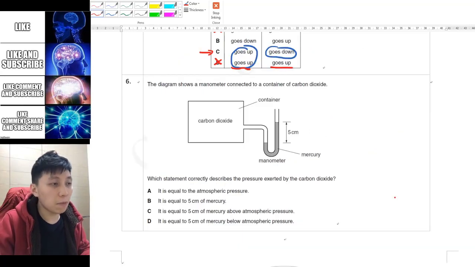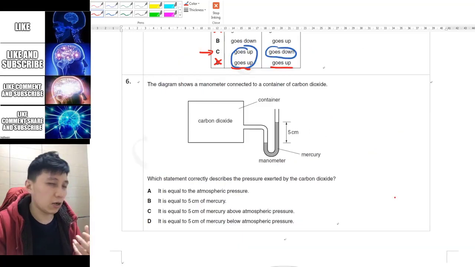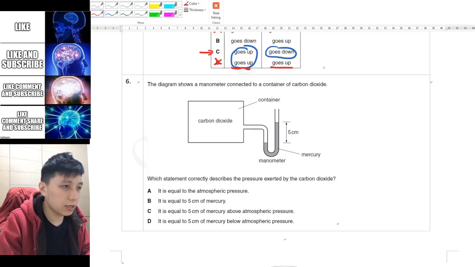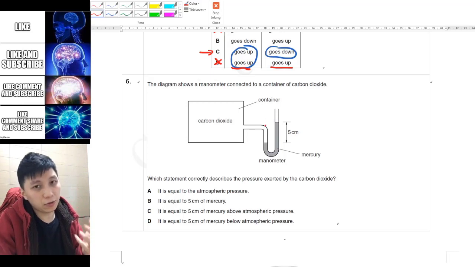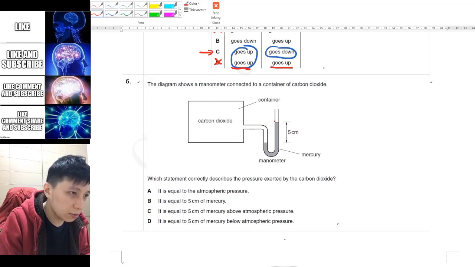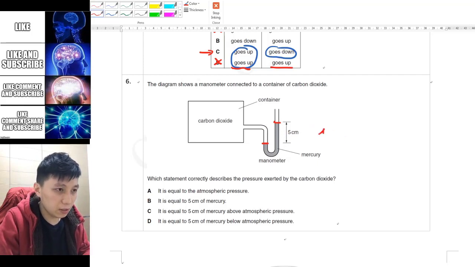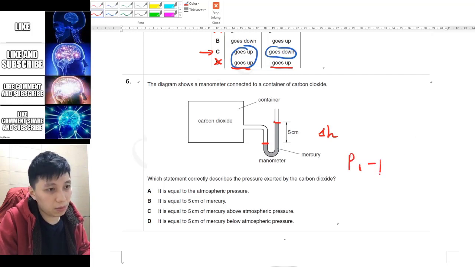Question 6 is about manometer. I did not create a video on that because it's pretty easy, right? The whole idea is similar to the barometer, that you have two levels, this level and this level, and the difference, which is 5 cm here, the delta H, is again due to the pressure difference. So P1 minus P2 equals rho G delta H.